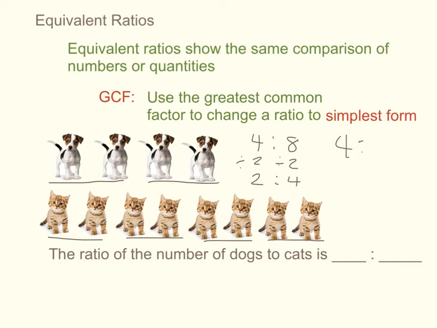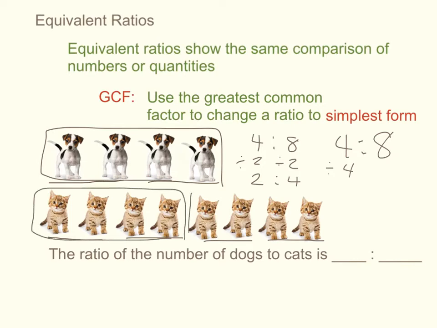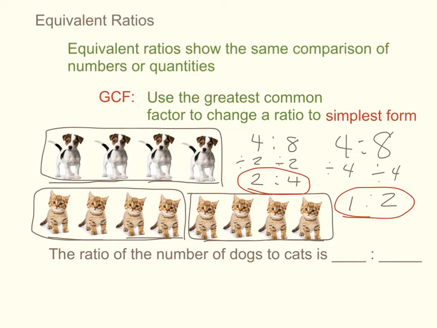Well, I could also take my 4 to 8, my dogs and cats, and I could divide by 4, put 4 in a group. That would put all of these in one group. It would put these guys in a group, and it'd put these guys in a group. So dividing by 4 gave me 1 group of dogs and 2 groups of cats. So I originally got 2 to 4 when I divided by 2, but when I divided by 4 I got 1 to 2. 1 to 2 can't go any smaller, so in simplest form my answer is 1 to 2. And we always want to write our answers in simplest form.